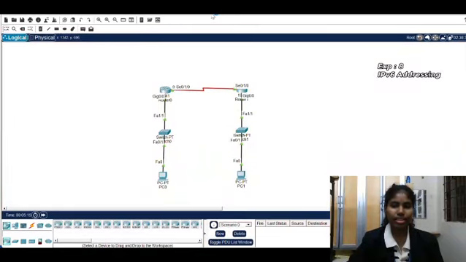Good morning everyone. In this experiment, I configured IPv6 addressing and routing between two networks using Cisco Packet Tracer.